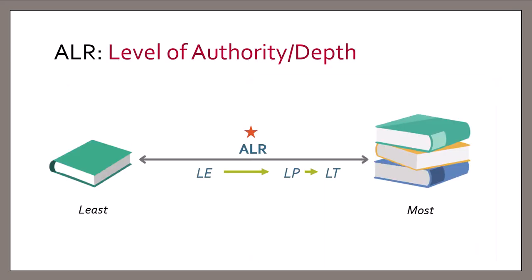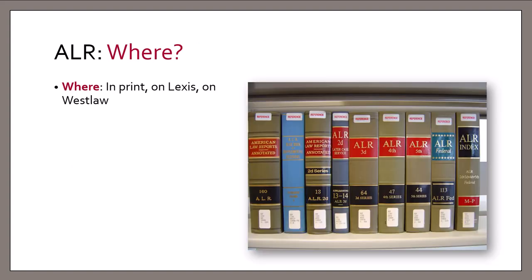Given what you now know about the features of an ALR article, as we continue to compare the different types of secondary sources in law, the ALR falls more toward the middle of the authority spectrum. Its articles offer a very in-depth treatment of a particular legal issue, but are not as analytical or authoritative as periodicals or treatises. You can access the ALR in print, on Lexis, and on Westlaw.